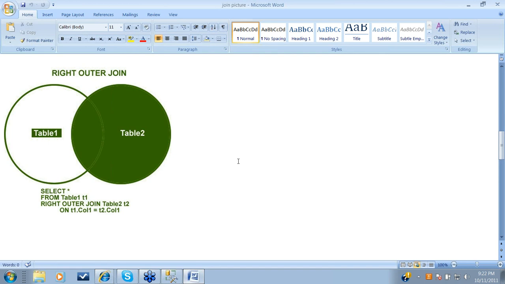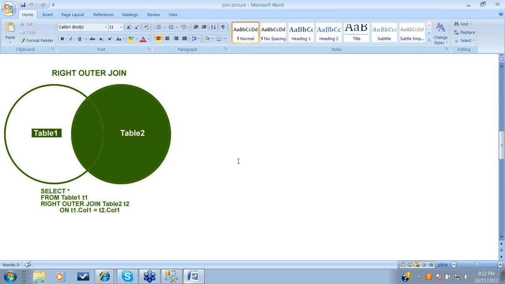Now, if you want to switch this right outer join into a left outer join, what do you have to do? Very simple. Switch the tables. Instead of writing table 1 in the from, you write table 2. If you want to convert a right outer join into a left outer join, very simple. Flip the tables, right? Make table 2 your left hand side table and table 1 your right hand side table, and then you can go for a left outer join.